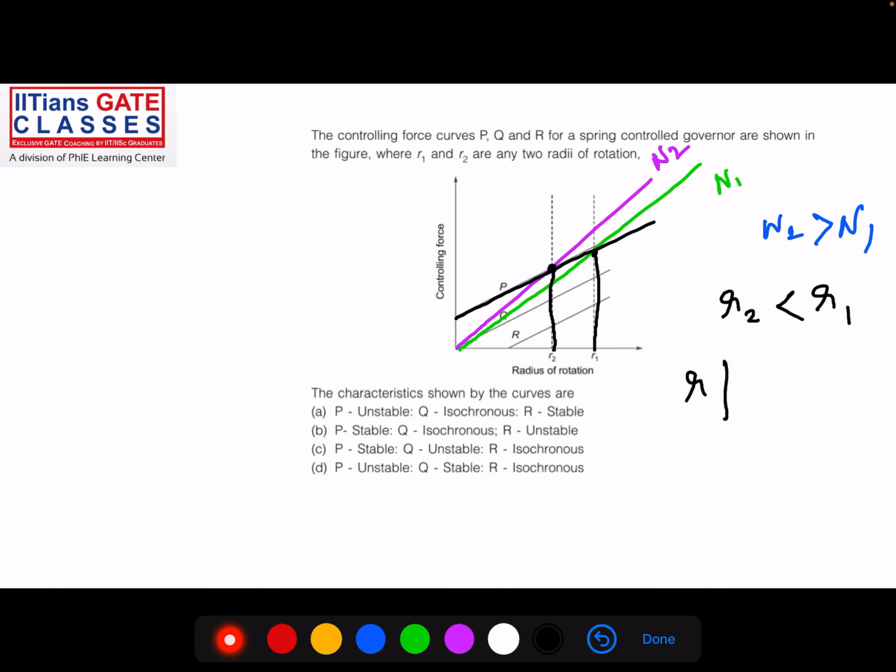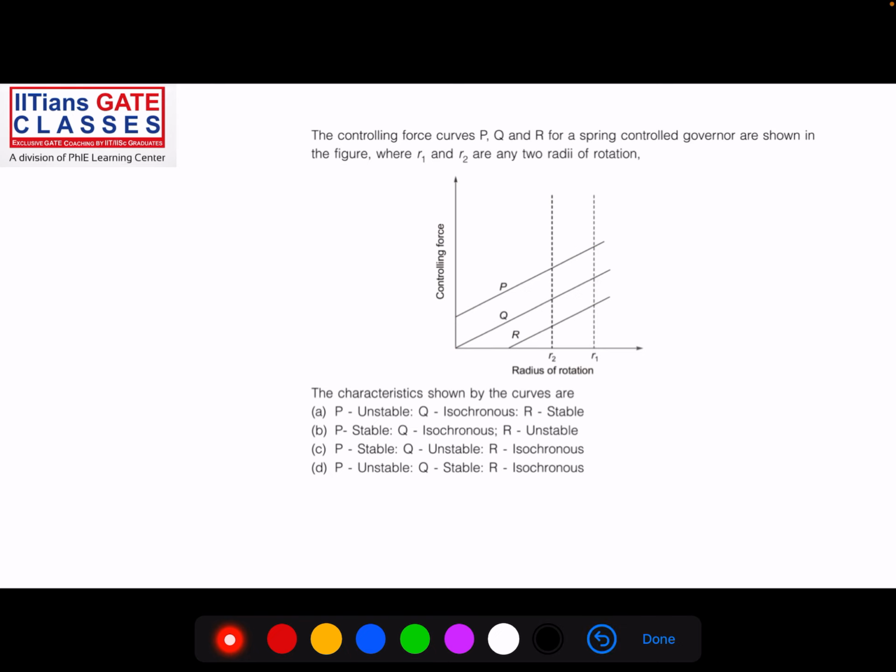The radius is increasing when we move from R2 to R1. So what happens to the speed? At R2 the speed is N2, and it moves to N1 at R1. We have already seen that N2 is greater than N1. So the speed actually decreases. When the radius increases, the speed decreases in this case. So I can say that this P is representing unstable.